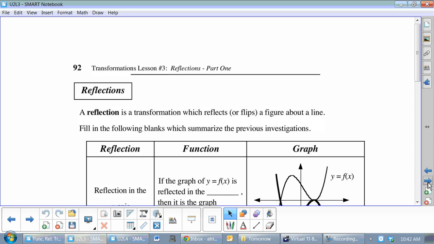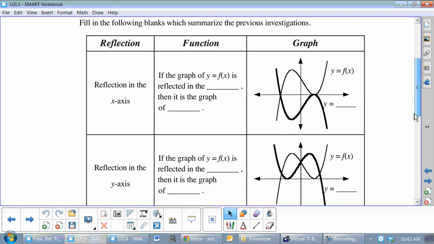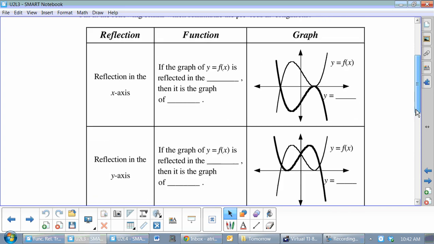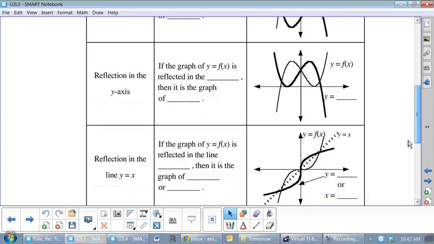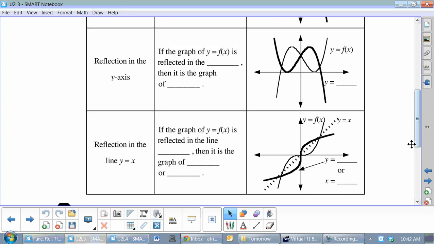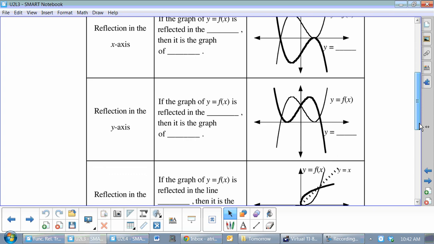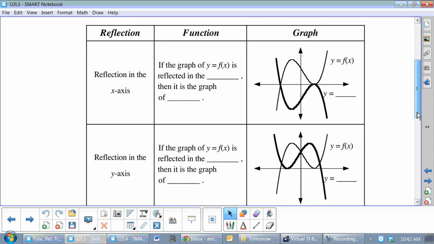Okay, so we're going to be looking at 3 types of reflections. There's the reflections on the x-axis, reflections on the y-axis, and reflection in the line y equals x. Now y equals x, that's a review on top of review because we did it last year, you did it 3 days ago, and we're doing it again today.